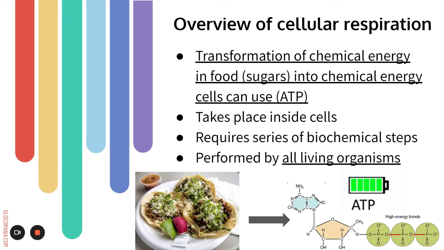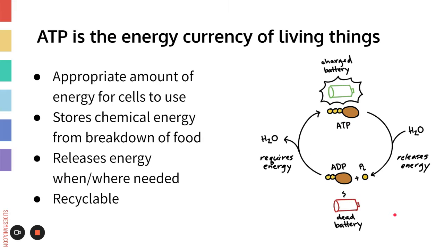This process is taking place inside of cells. It is a long series of really complicated biochemical steps that we're going to be just taking a big picture view of, and it's performed by all living organisms. I just said every organism needs energy in order to stay alive. So every single organism is going to be doing cellular respiration. That includes heterotrophs that get their energy and their sugars by eating other things, but it also includes autotrophs. So even plants that are making their own sugars, they still have to do cellular respiration in order to utilize that sugar to get ATP. So every single living organism does cellular respiration.